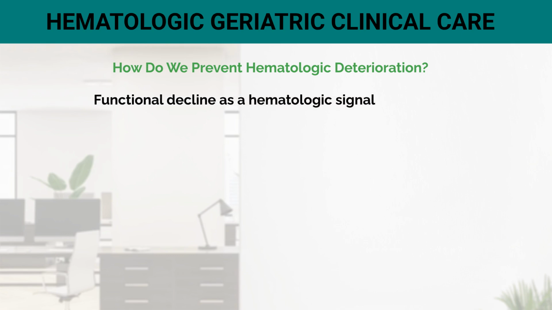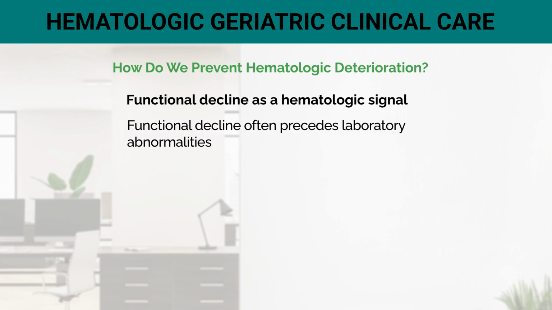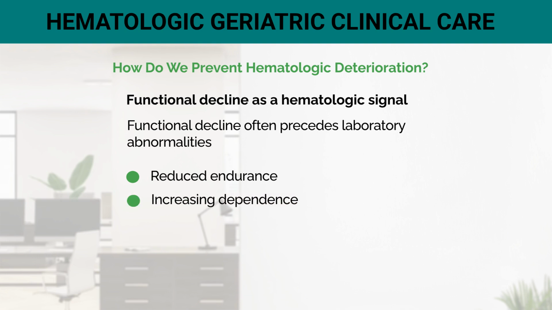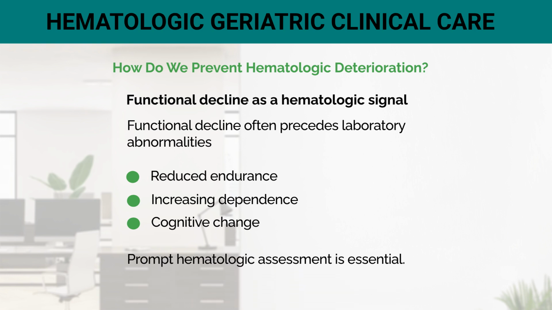3. Functional decline as a hematologic signal. Functional decline often precedes laboratory abnormalities. Reduced endurance, increasing dependence, or cognitive change may signal underlying anemia or immune dysfunction. Note that prompt hematologic assessment is essential.